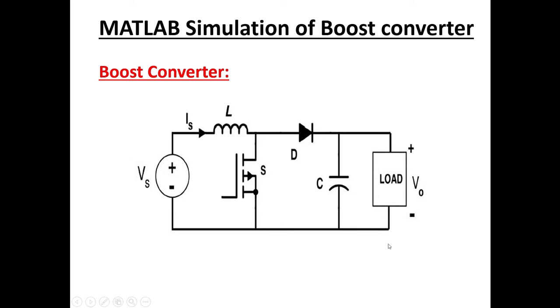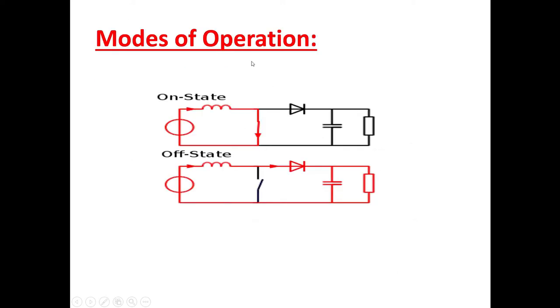Now we can see the modes of operation of boost converter. If you see, when the switch is in on condition, that time the inductor is going to charge, and that time the diode is in off condition. So the current path will be like this. That time there is no power flow from input side to output side. So the capacitor only is delivering the current to the load. So whatever initial voltage is there, that will appear across the load.